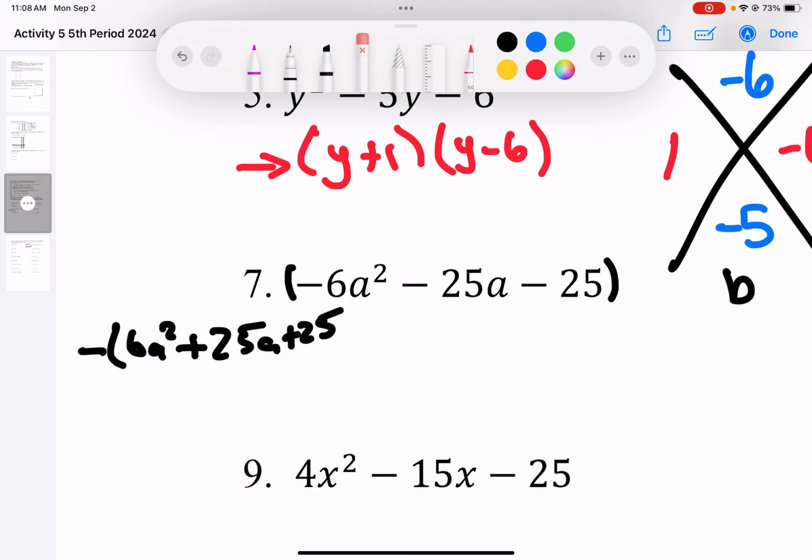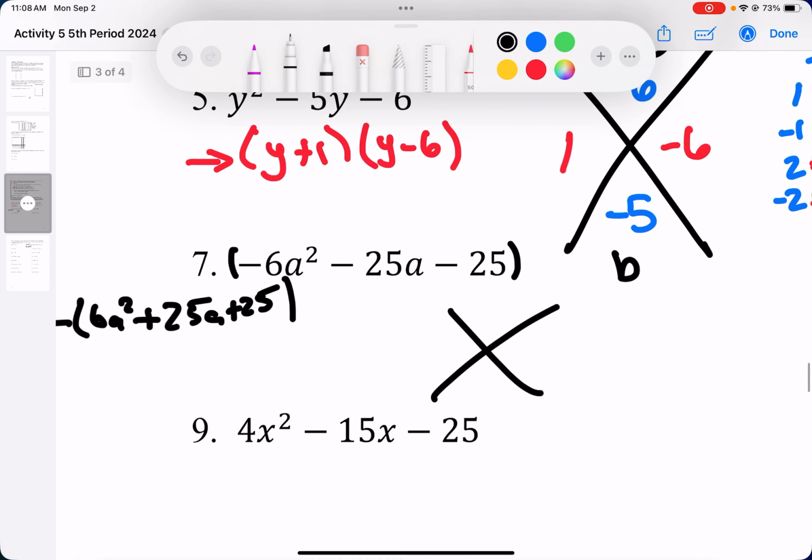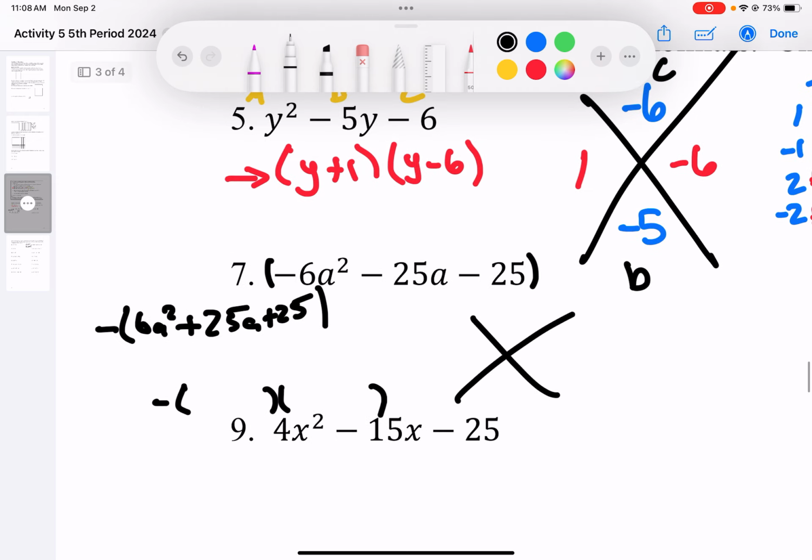Let me get rid of this x, and we'll put it in a different spot. What that allows me to do, and why I want to do that, is that negative is going to be part of our answer. Our answer is going to be negative, and then we're going to have a binomial and a binomial. We've got to make sure that negative is still there, but we can kind of ignore it now for the rest of the problem.